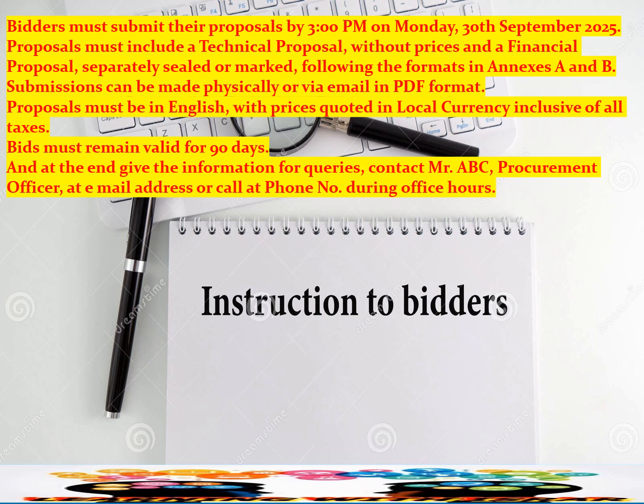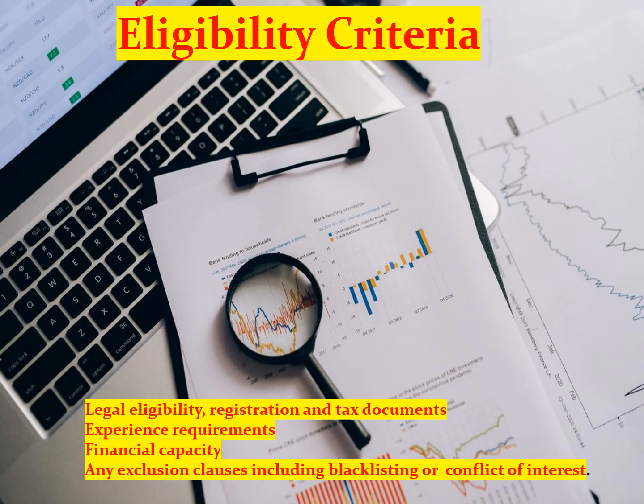And at the end, give the information for queries. Contact Mr. ABC, Procurement Officer, at email address or call at phone number during office hours. In this section of the ITT, you will give the eligibility criteria for the bidders. Bidders must meet the following eligibility requirements to be considered for evaluation: legal eligibility, registration and tax documents, experience requirements, financial capacity, any exclusion clauses including blacklisting or conflict of interest.